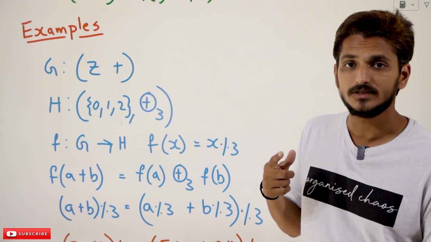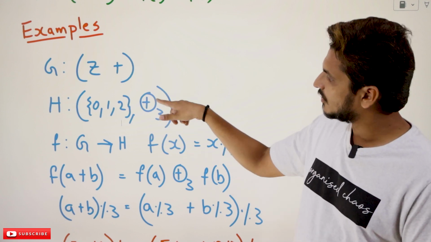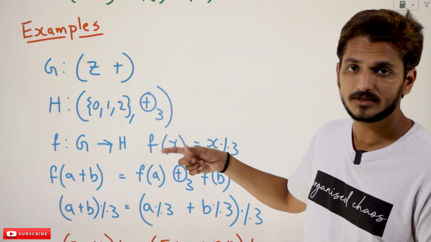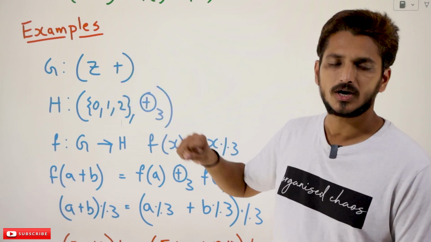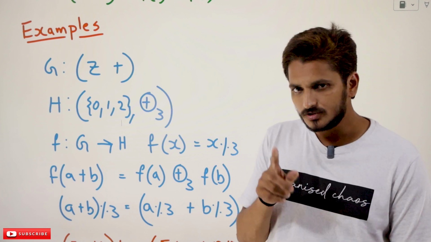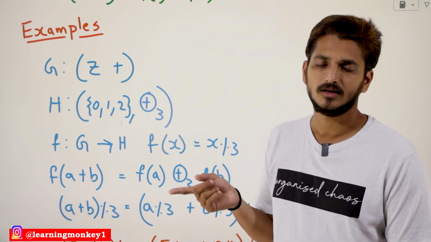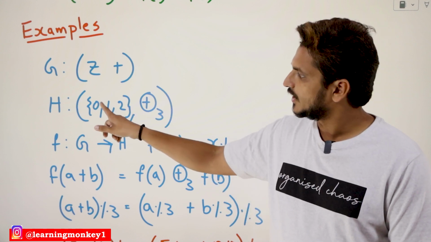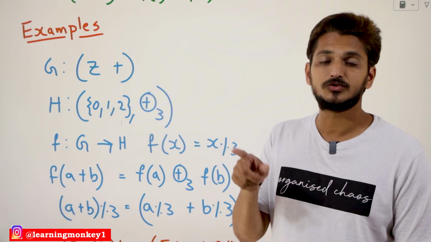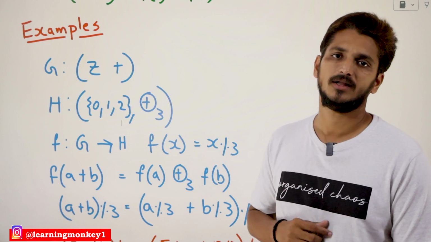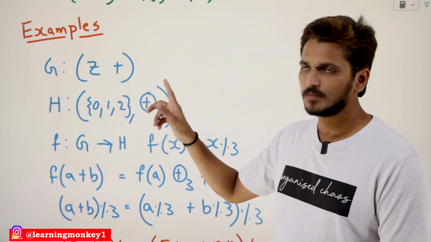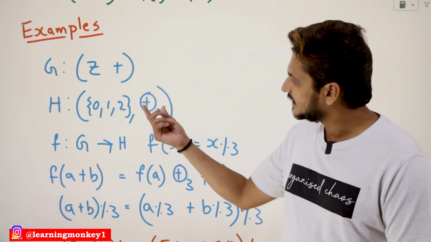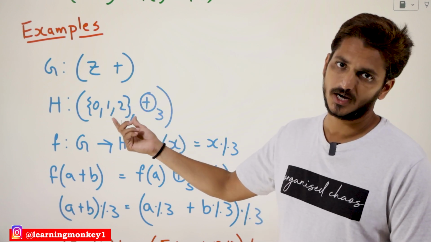What does the operation addition modulo 3 mean? Here the binary operation is addition modulo 3. Take any two elements, 0 and 1: 0 plus 1 modulo 3. That is what the binary operation says. Take two elements, 0 and 2: 0 plus 2 modulo 3. Take two elements, 1 and 2: 1 plus 2 modulo 3. So it is a group. It is satisfying all the four conditions.